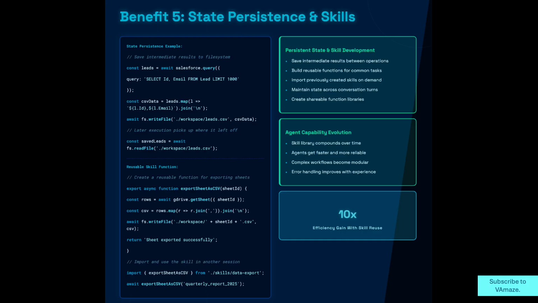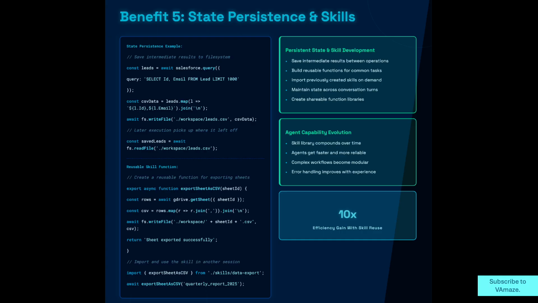Because code execution typically includes file system access, agents can maintain state across operations. They can write intermediate results to files, enabling them to resume work after interruptions or track progress over long-running tasks. Here's a simple example: querying 1,000 leads from Salesforce and saving them as a CSV file in the workspace. Later, in a completely different execution, the agent can read that CSV back. The data persists between operations.